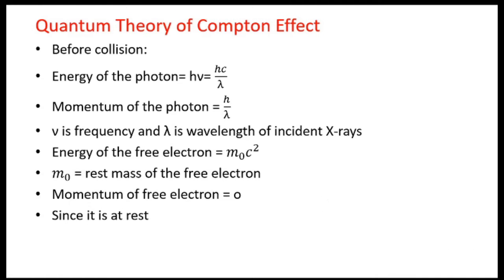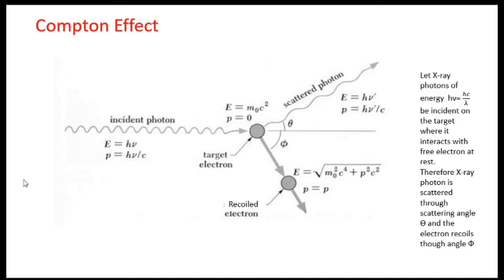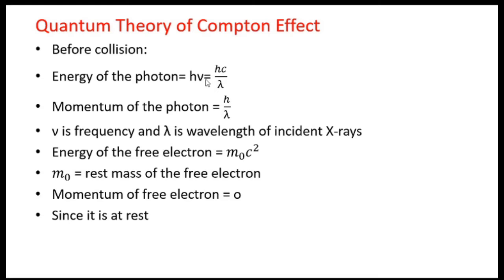Now let's see what happens before the collision. If you look at these parameters before the collision, the energy of the photon is h nu, and using the relation frequency into wavelength is equal to c, this energy can be written as hc upon lambda. Momentum of the photon is given by h upon lambda.